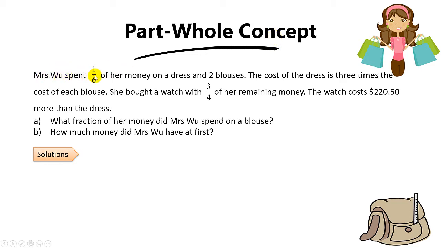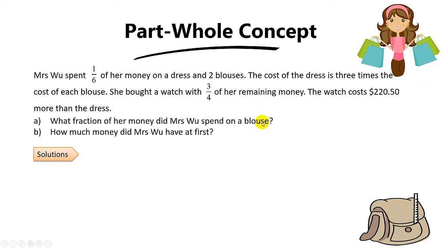Mrs. Wu spent 1 out of 6 of her money on a dress and 2 blouses. The cost of the dress is 3 times the cost of each blouse. She bought a watch with 3/4 of her remaining money. The watch cost $220.50 more than the dress. For part A, they asked what fraction of her money did Mrs. Wu spend on the blouse.